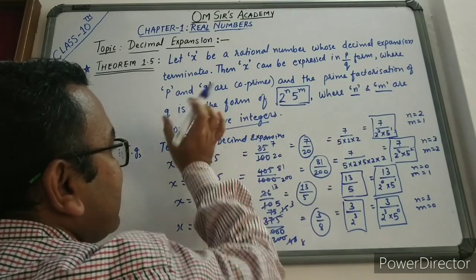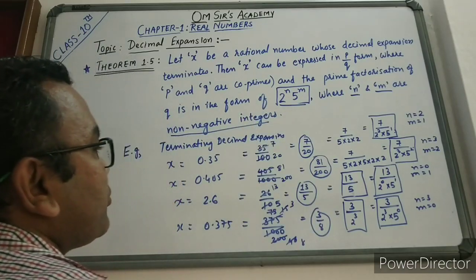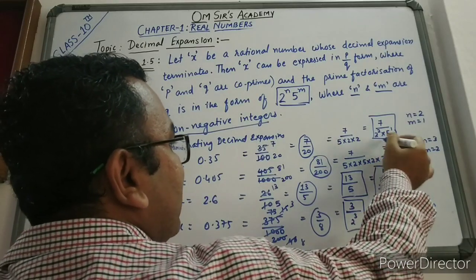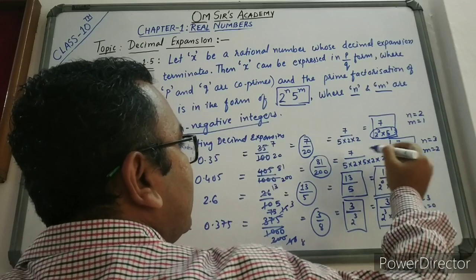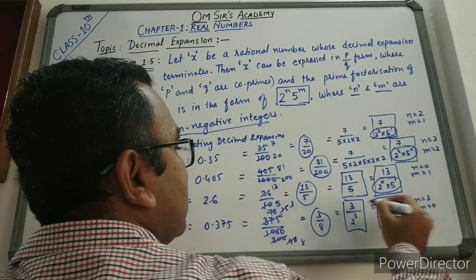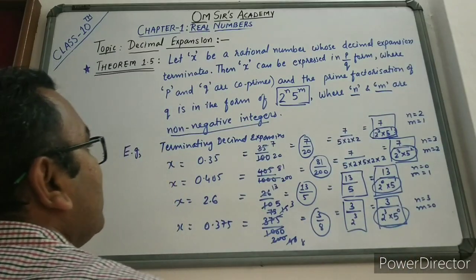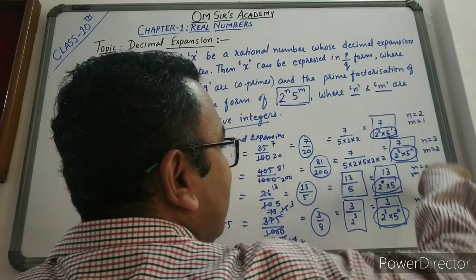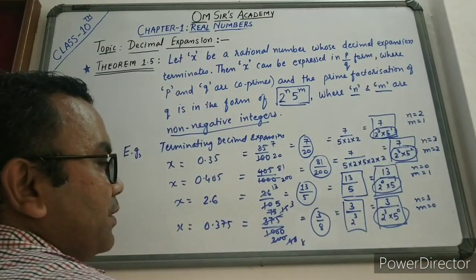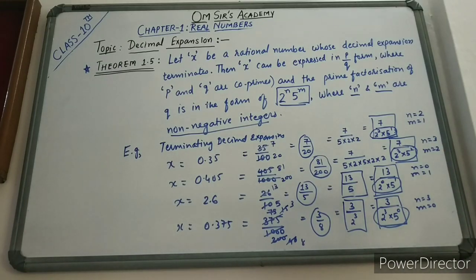And the prime factorization of q is in the form of 2 raised to n and 5 raised to m. तो यहाँ पे q का prime factorization है वो हमेशा किस फॉर्म में होगा? 2 raised to n and 5 raised to m. See all the q. Okay, where n and m are non-negative integers. So here the value of n and m will be what? The non-negative integers. It will be never negative integers. So hope this is clear, friends. So now we move to the next theorem.